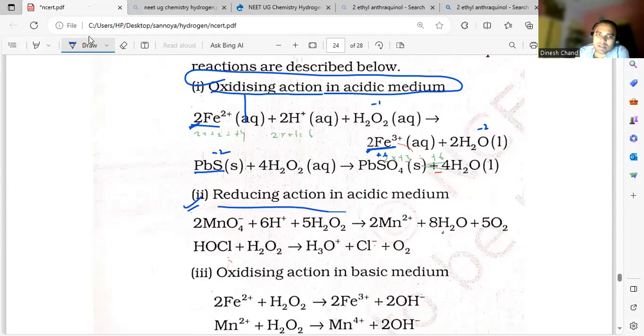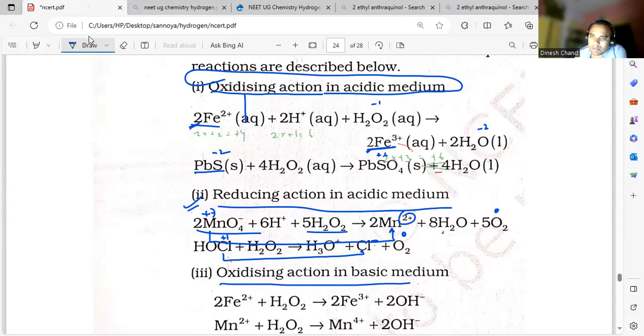Second one, reducing action in acidic medium. Here in MnO4 minus, +7 is there, and it is converting into +2. So H2O2 reduces MnO4 minus to Mn2+. In the case of Cl, it is converting into -1. Here +1 is there, going to -1. This is the reducing action. When it converts, its own oxidation state is increasing, so it is acting as a reducing agent.